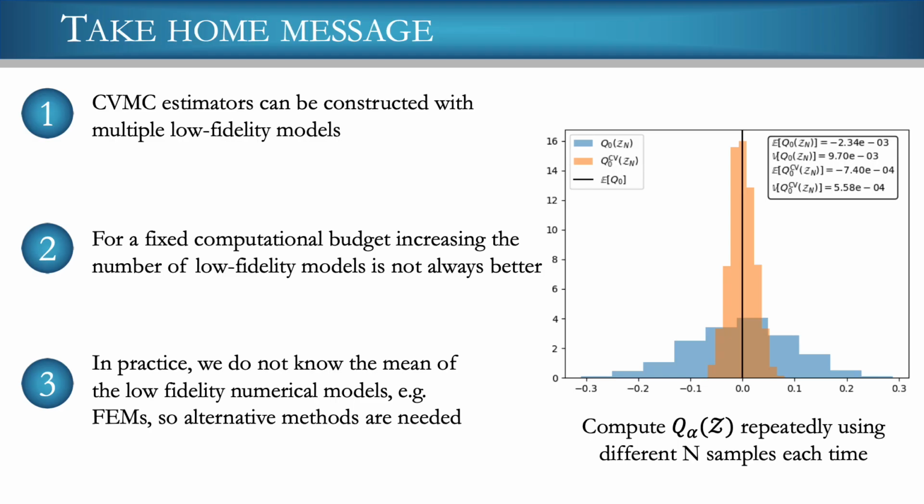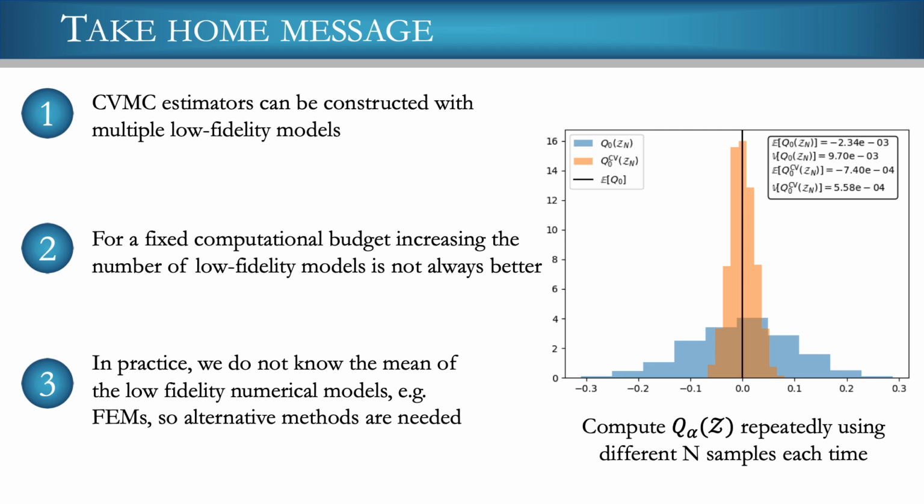So that brings me again to the end of another PyProx tutorial. Hopefully you now know how to construct CV estimators with multiple low fidelity models, and realize that simply adding more low fidelity models is not always better. The relative performance of control variate estimators depends on the correlation between the models and their relative costs.